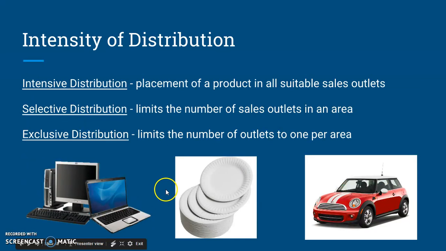All right, let's take a look at distribution intensity. If it's intensive distribution, that means the placement of the product in all suitable sales outlets. It means that this product is being launched, it is out there, it is getting to the customer in as many possible ways as are available to that producer to get that product to the consumers. Selective distribution is going to limit the number of sales outlets in an area.